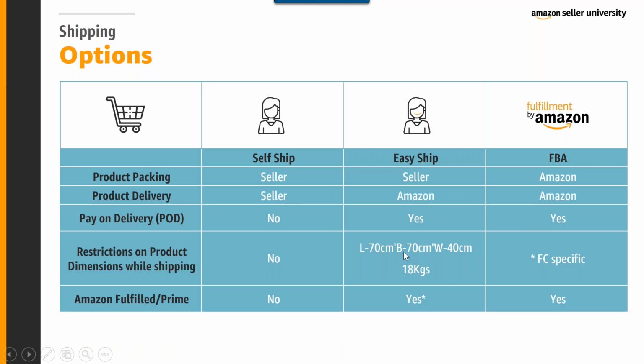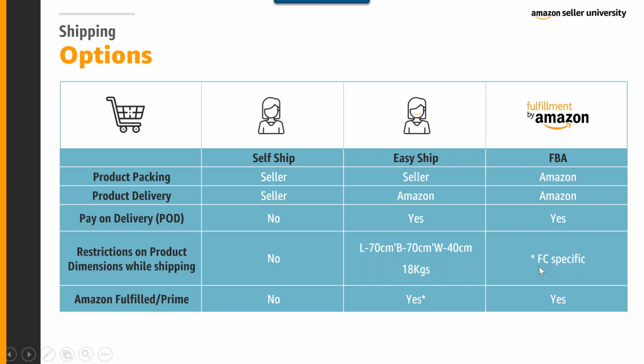There are certain product dimension restrictions when it comes to Easy Ship, because our delivery partners carry the product in small transports and vehicles, so it might get a little difficult for them to carry products which are beyond the given descriptions. Now let's make sure that we are within the given dimensions.